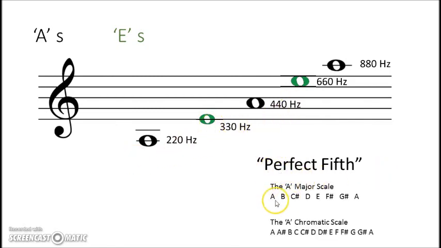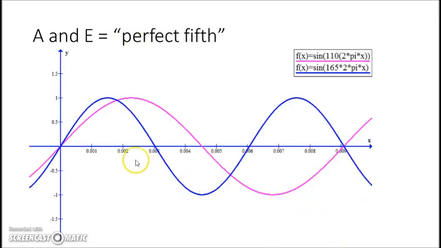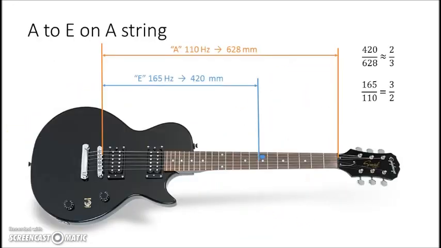It's called the perfect fifth because in the major scale, the E is the 5th note there. 1, 2, 3, 4, 5. In the chromatic scale, this is 7th note along. Anyway, when you draw them together, it looks like that. So in the time that the A does 1 cycle, the E does 1.5 cycles. Just to confirm what we said before, if you got 1.5 times the frequency, perfect fifth, it's 2/3 the length. So there's the A, there's the E, it's 2/3 the length, so 1.5 times the frequency. And that works the same on any string.